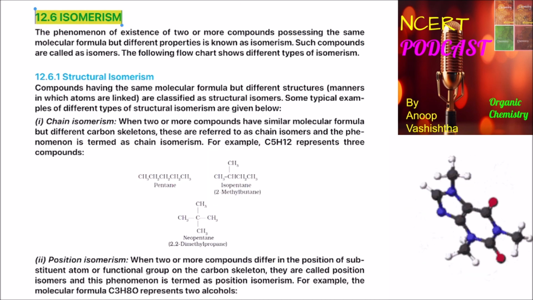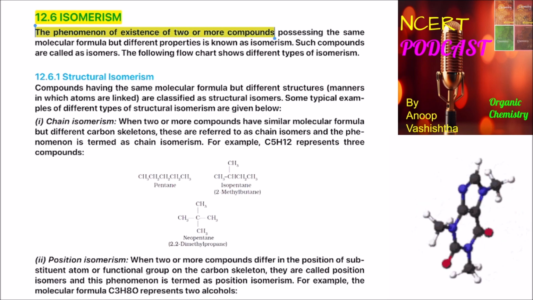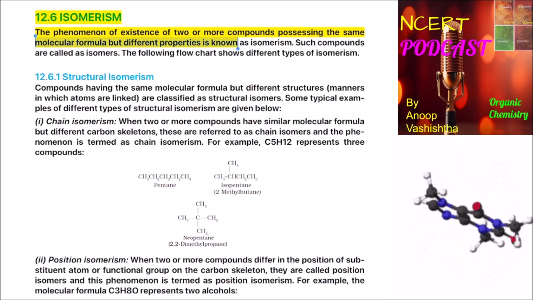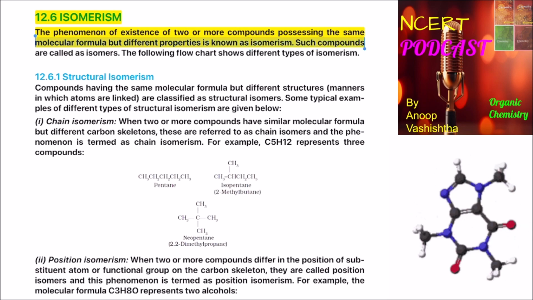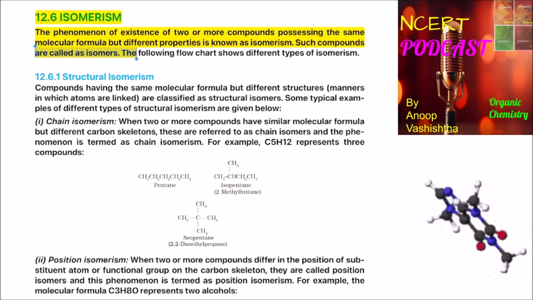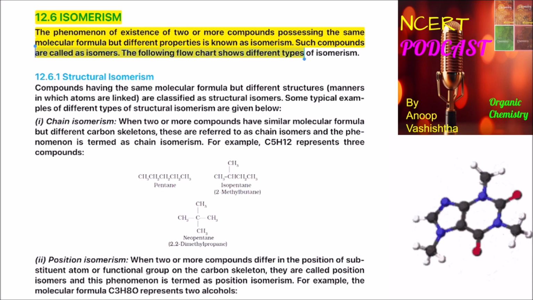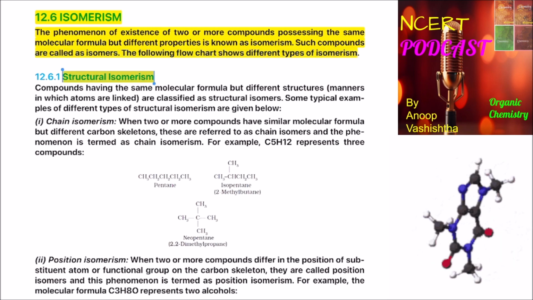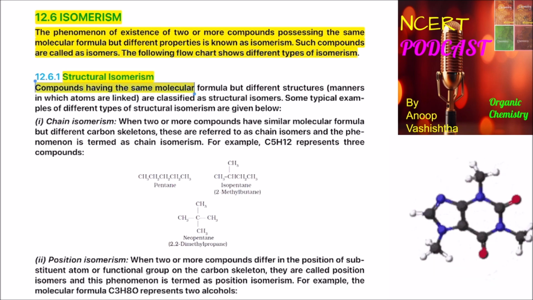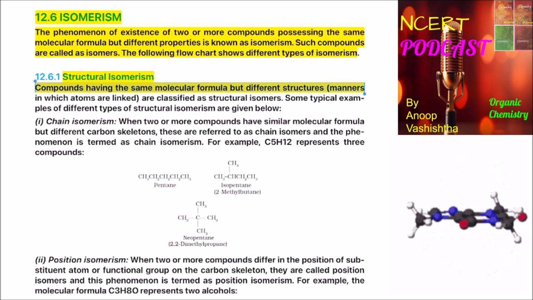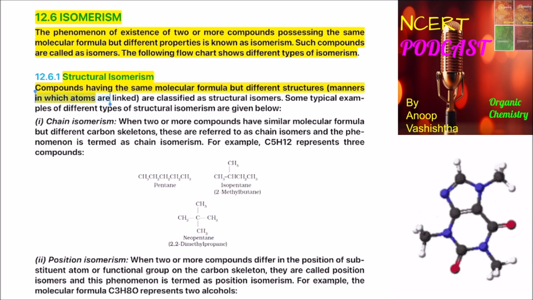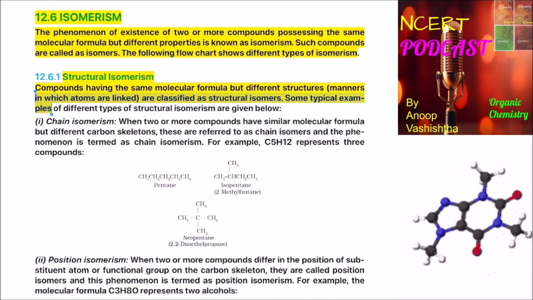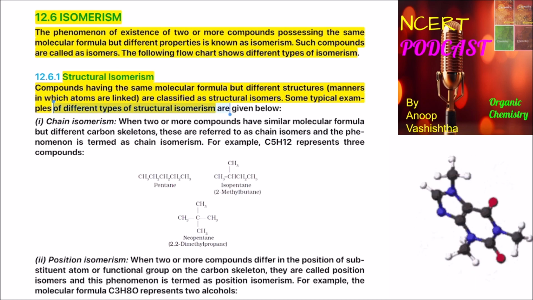Isomerism. The phenomenon of existence of two or more compounds possessing the same molecular formula but different properties is known as isomerism. Such compounds are called isomers. The following flow chart shows different types of isomerism. Structural isomerism. Compounds having the same molecular formula but different structures, that is, different manners in which atoms are linked, are classified as structural isomers. Some typical examples of different types of structural isomers are given below.